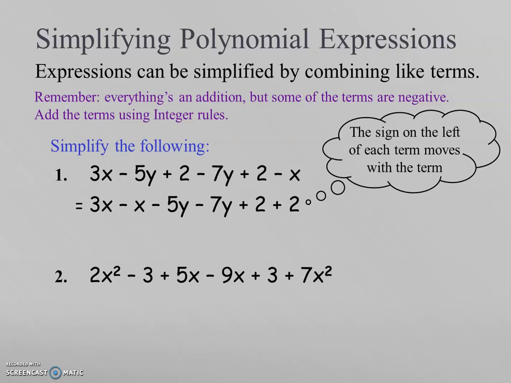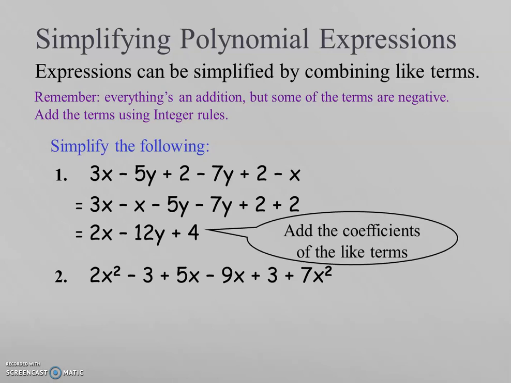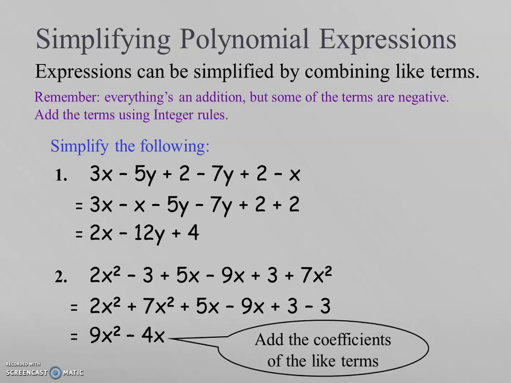Now we combine the like terms. Remember that the 3x and the negative 1x can be combined by subtracting the coefficients. The negative 5 and negative 7 give you that negative 12, and the positive 2's come together to give the positive 4. And the variable parts remain the same. In the next one, I reorder the terms. Take a look at those signs. The sign to the left of the number stays with that term. You get the like terms, you can combine the coefficients together. So the 7 and the 2 make the 9, the 5 and the negative 9 make the negative 4, and the constant terms cancel each other out.